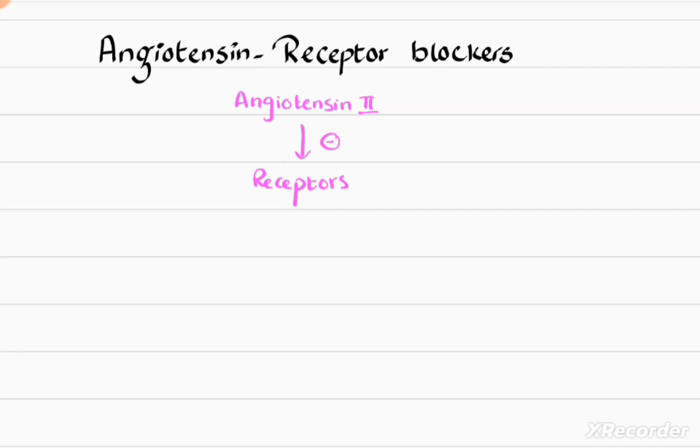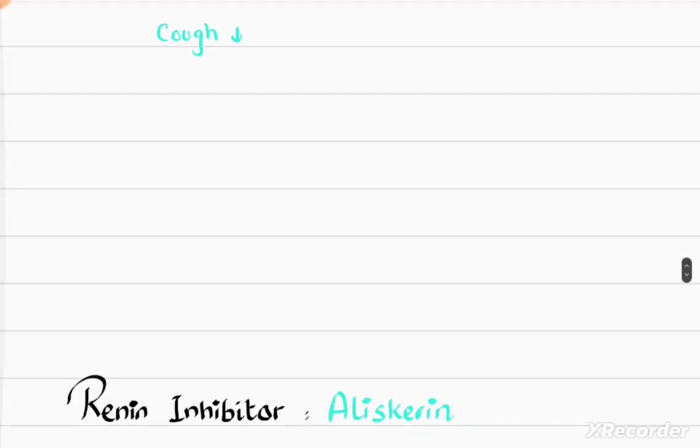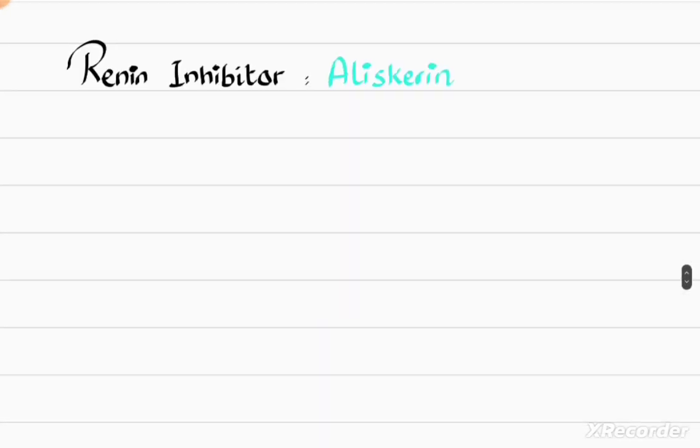It has a lower incidence of cough. Therefore, if the patient experiences cough with ACE inhibitors, we switch them to ARBs. There is also a lower incidence of hyperkalemia with the use of ARBs. They are equally effective, but they come with a lower incidence of cough and hyperkalemia as compared to the ACE inhibitors. There is another compound which is called a renin inhibitor, and the name of this drug is aliskiren.